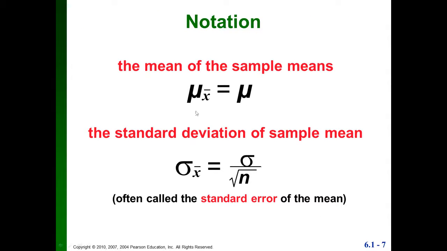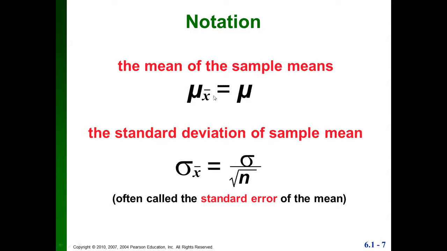Now, the things you need to know is this. This is the mean of the distribution of sample means. Okay, and then this is the standard deviation for the sample means. This right here is called the standard deviation for the sample means. We shorten it to the standard error, and that's going to be a test question. So that is a standard error right there.